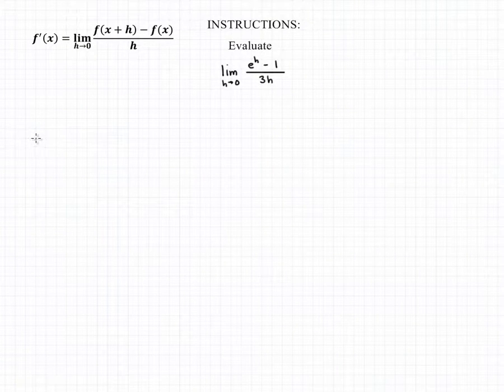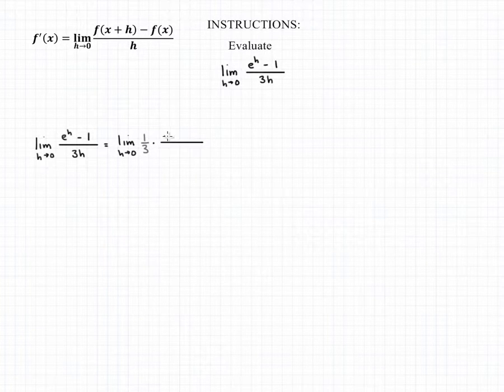In order to evaluate this difference quotient, we first need to get it into a form that mirrors the definition of the derivative, and then we can figure out what function we're dealing with and what value we need to evaluate that at. So the first thing we're going to do is to take the 3 that's in the denominator and move it out in front and make it a coefficient in this fraction, saying 1/3 times e to the h minus 1 over h.